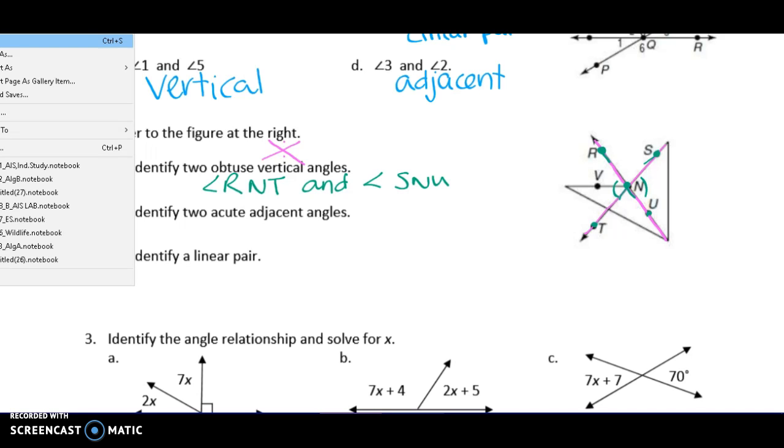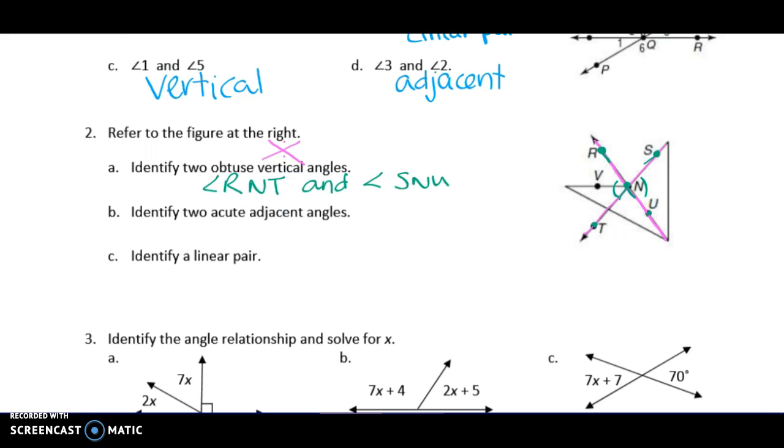Identifying two acute adjacent angles. All we need to do on this is make sure that they are angles clearly less than 90 degrees and sharing a side. It doesn't matter which pairs you choose as long as you pick two that are stuck together. So for example, maybe you say angle R and B, and T and B. That's perfectly fine. No problem with that at all.